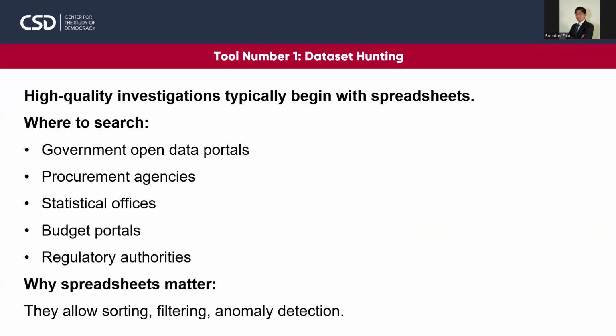Most high-quality investigations begin with data sets rather than articles. Spreadsheets allow sorting, filtering, and anomaly detection. They normally reveal patterns that narrative sources often don't include. This information can be found in government open data portals, procurement agencies, statistical offices, budget portals, and regulatory authorities. Researchers often make the mistake of starting with news articles. Instead, datasets should really come first.